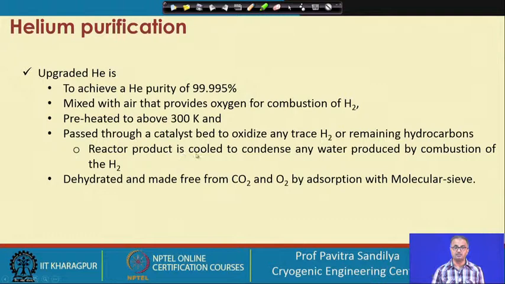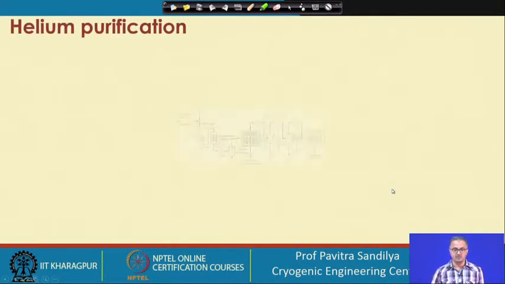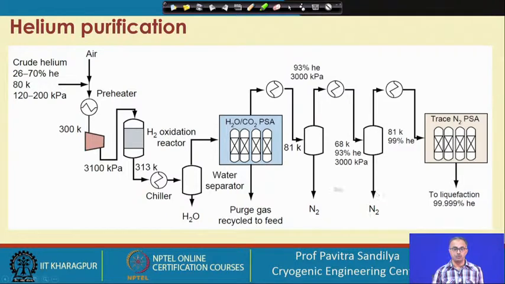The reactor product is cooled to condense the water produced due to the combustion of the hydrogen and the hydrocarbon, and this water is drained out, and it is dehydrated and made free from carbon dioxide and oxygen by adsorption with molecular sieve. So here we show this whole process.